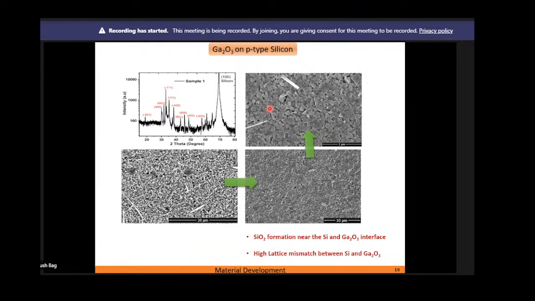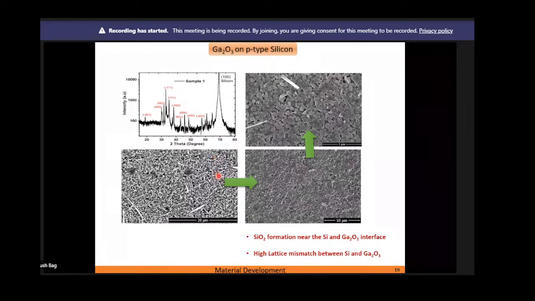You can see when we try to deposit this gallium oxide on p-type silicon, again this is another thing that I have also mentioned, because if we can get good quality n-type gallium oxide on p-type silicon, then eventually we can realize a p-n junction also. But we could not get thin film.